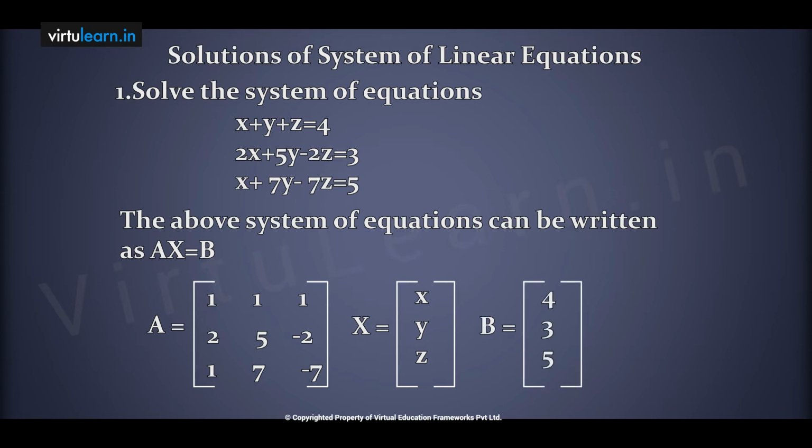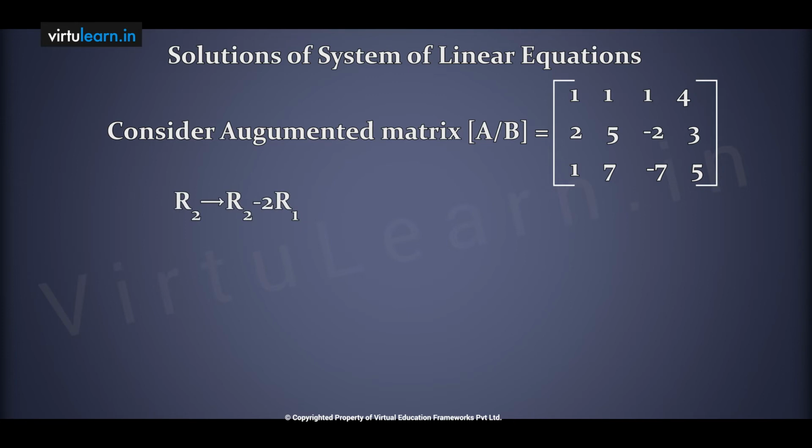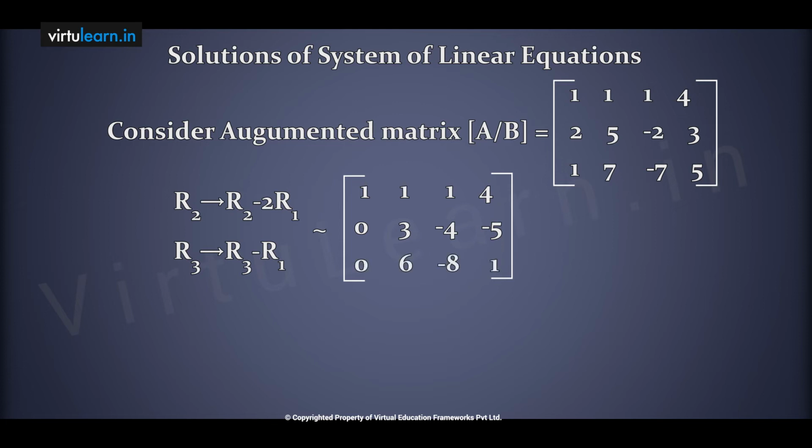Now consider the augmented matrix. If you want to solve a system of linear equations, every time, as I already told you, consider the augmented matrix. [A|B] = [1 1 1 4; 2 5 -2 3; 1 7 -7 5]. Convert this matrix into echelon form. To get that echelon form, R2 changes as R2 - 2R1, R3 changes as R3 - R1. Second row: 2-2 = 0, 5-2 = 3, -2-2 = -4, 3-8 = -5. In the same way, third row: 0, 6, -8, 1.